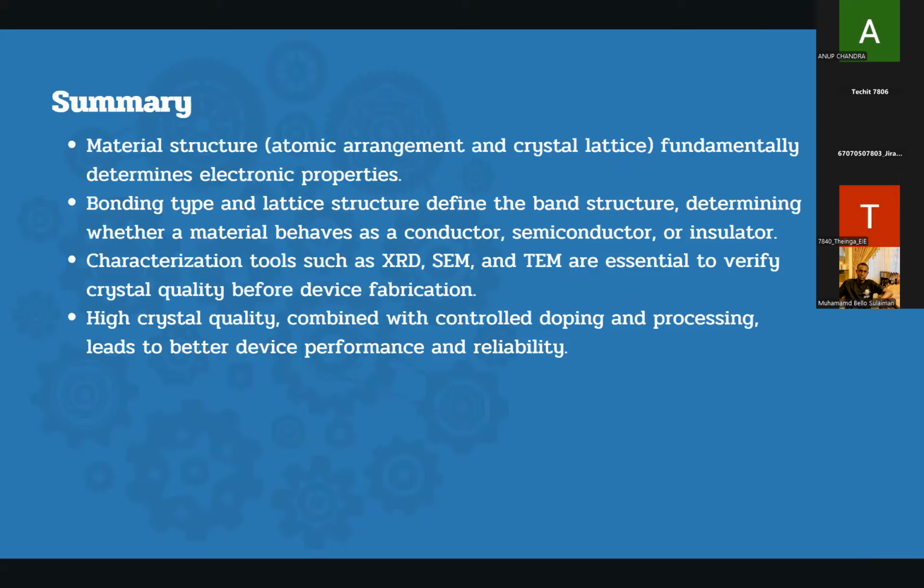In summary, the material structure, which is the atomic arrangement and crystal lattice, fundamentally determines the electronic properties. The bonding type and lattice structure define the band structure, determining whether a material behaves as a conductor, semiconductor, or insulator. Characterization tools such as XRD, SEM, and TEM are essential to verify crystal quality before device fabrication. High crystal quality combined with controlled doping and processing leads to better device performance. So this is the end of the presentation.